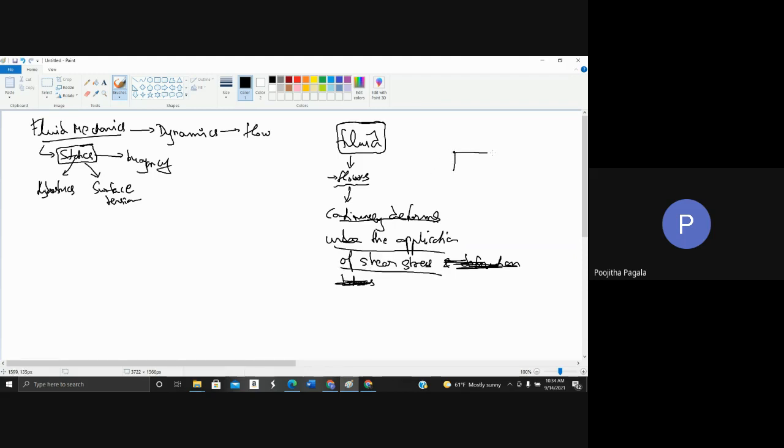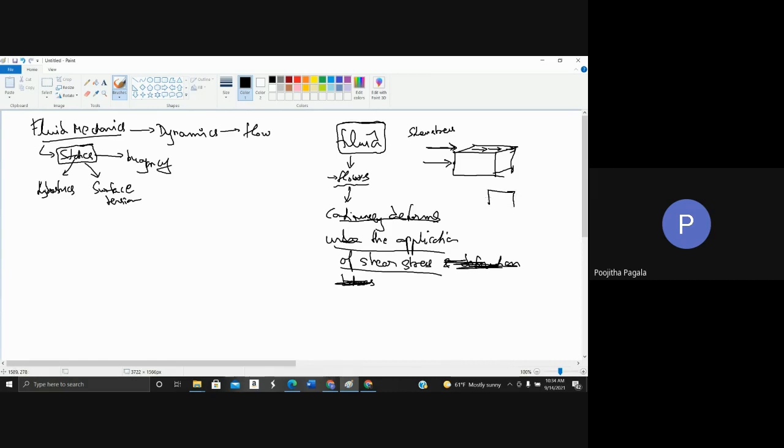So if you have a solid and you apply a shear stress, by the way, what is a shear stress? Shear stress is a force which is applied tangentially to a surface. It is like a force which rubs across the surface. Instead of pushing the surface, you are applying a tangential force across the surface. So that is called shear stress.